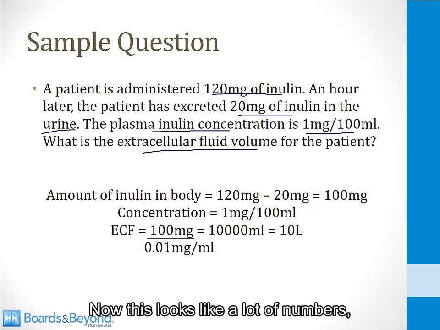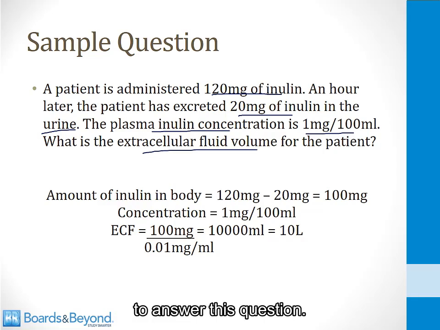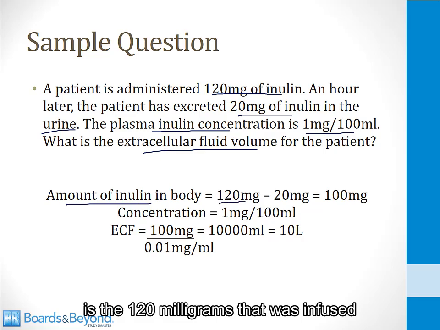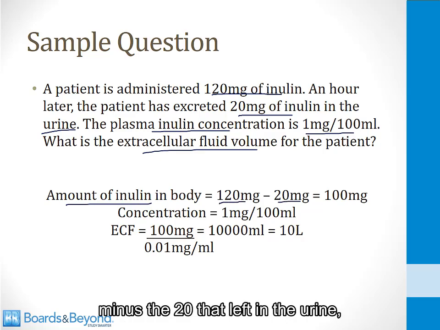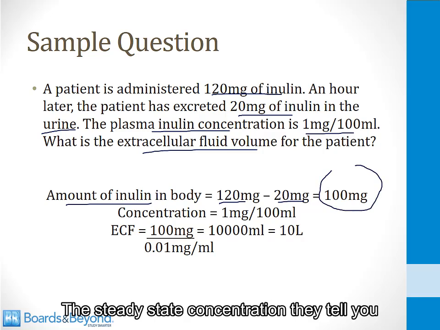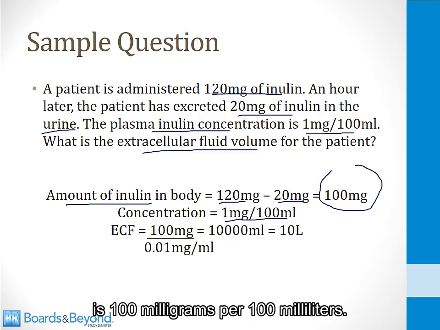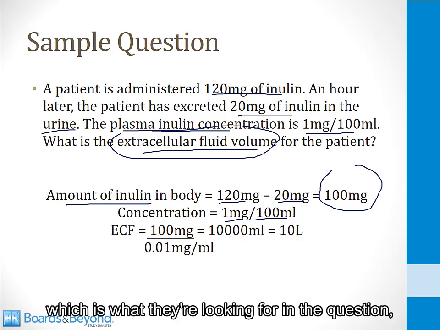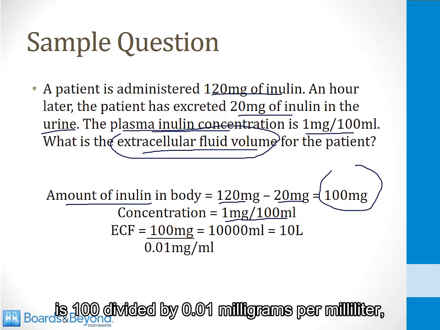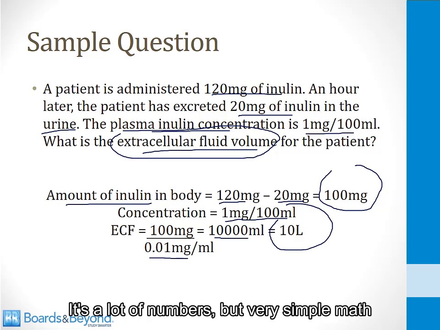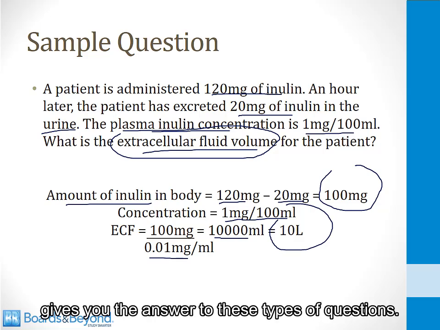Now, this looks like a lot of numbers, but actually it's very straightforward to answer this question. The amount of inulin in the body for the patient is the 120 milligrams that was infused minus the 20 that left in the urine, for a total of 100. The steady state concentration they tell you is 1 milligram per 100 milliliters. That means that the extracellular fluid volume, which is what they're looking for in the question, is 100 divided by 0.01 milligrams per milliliter, or 10,000 milliliters, or 10 liters. It's a lot of numbers, but very simple math gives you the answer to these types of questions.